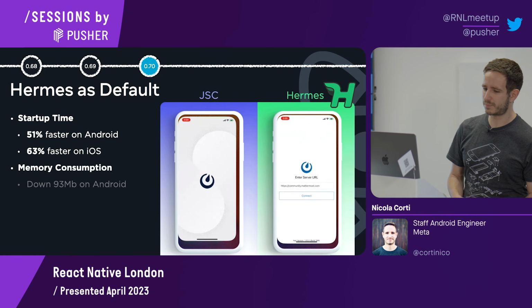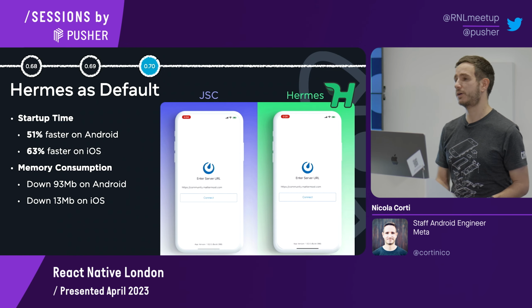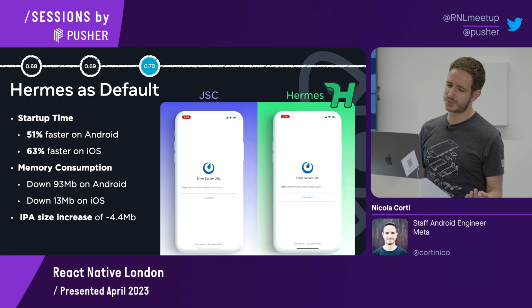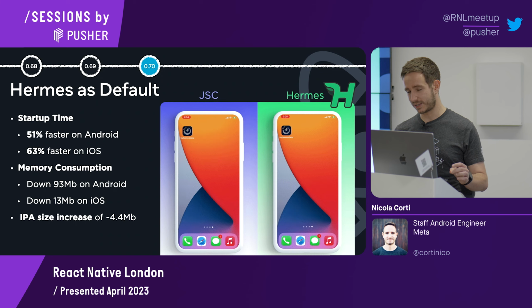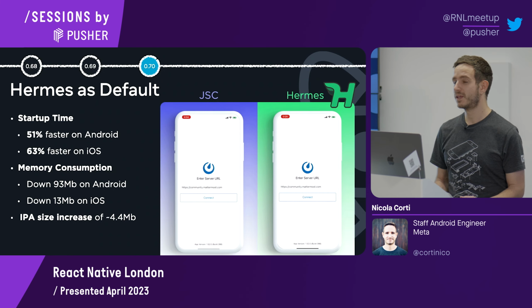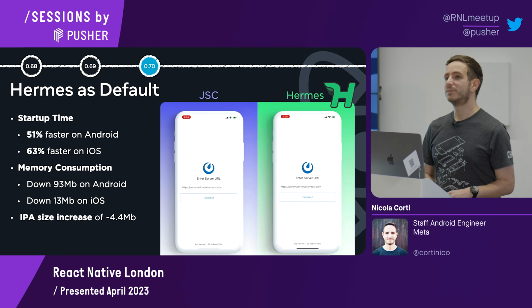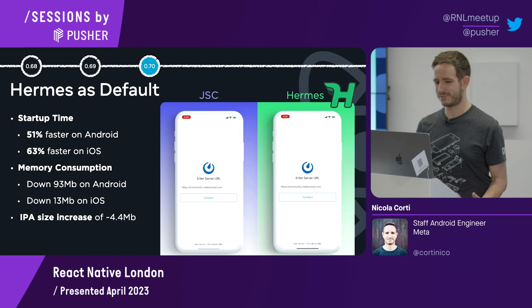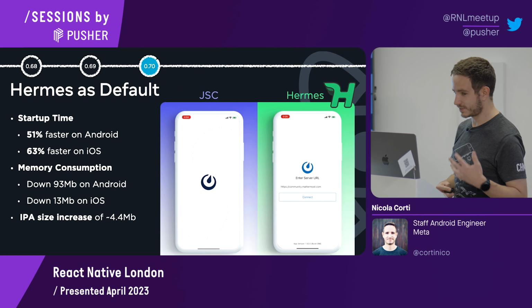There are also improvements in memory consumption on both Android and iOS. And the thing to note here is that on iOS, you will actually pay a cost on the IPA size of roughly 4 megabytes. But we believe that overall, it outweighs the benefits that Hermes brings.